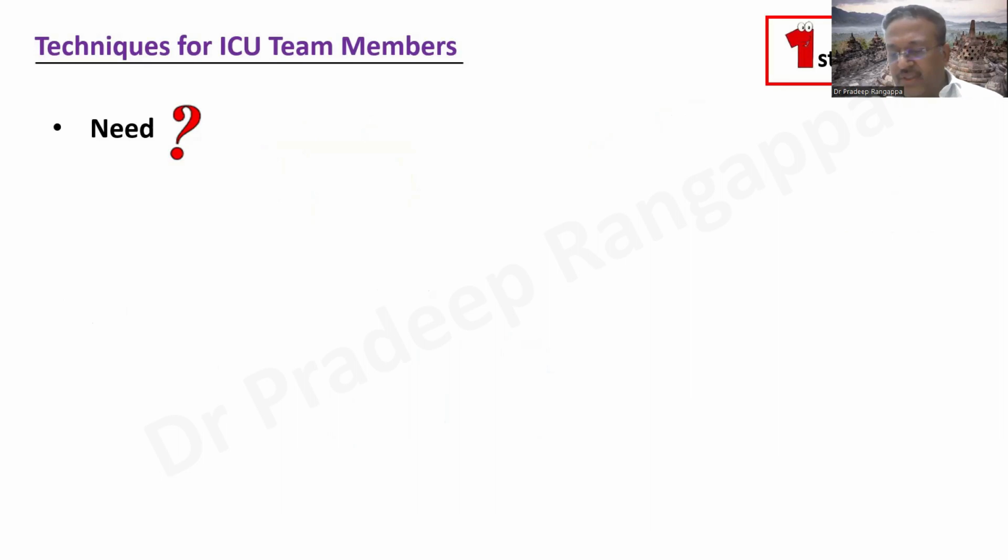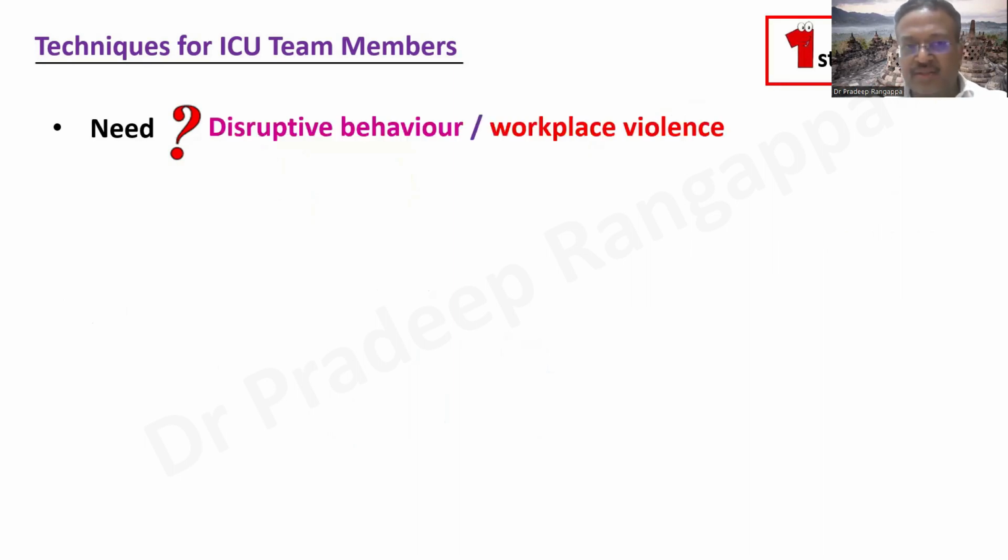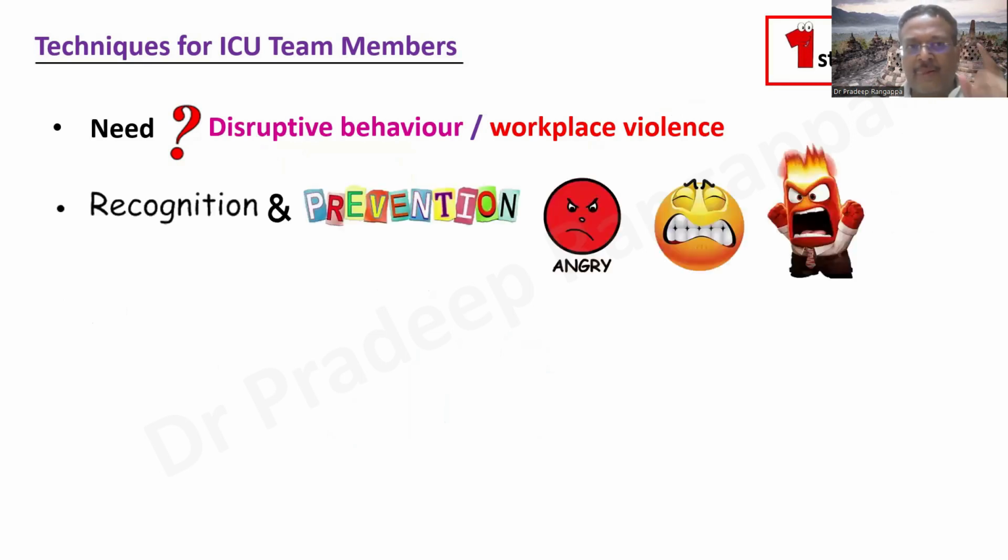So the first 20 minutes is all about the types of conflict, why the conflict arises, and what are the different components or dimensions of conflict from the patient's perspective, from the family perspective, or from the doctor's perspective. Now we look into what are the techniques for ICU team members, which is the topic in the next 10 minutes. Why do we need this? We need this to address the disruptive behavior or workplace violence. The first step, I'll go with 10 steps that are recognized and objectively referenced, is to try to recognize and prevent the emotions that are stemming up during the conflict.